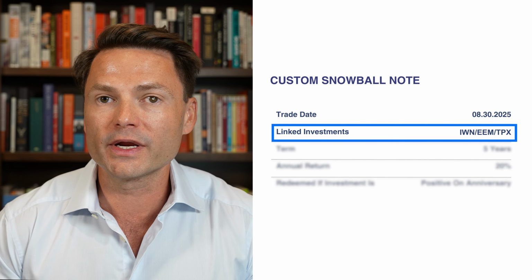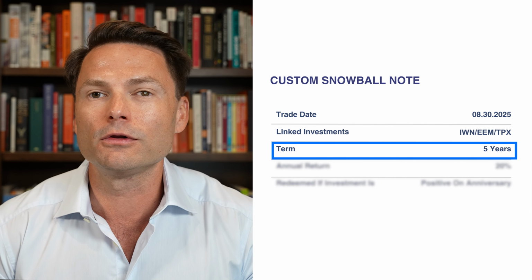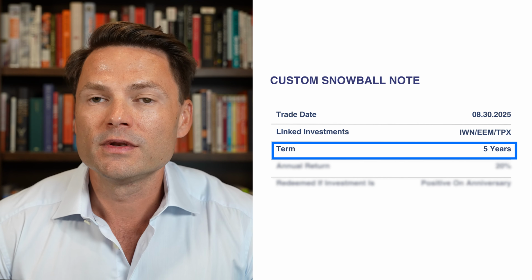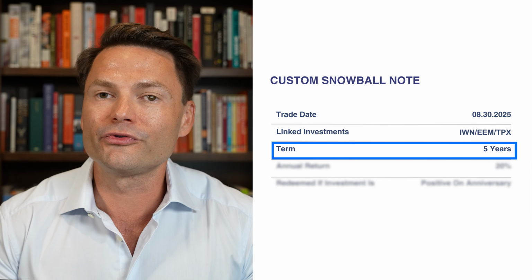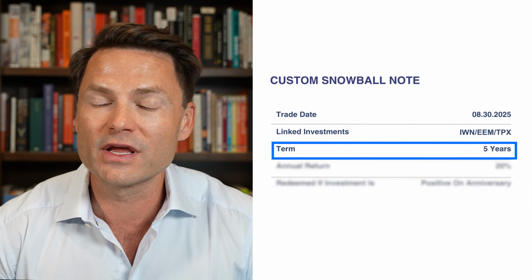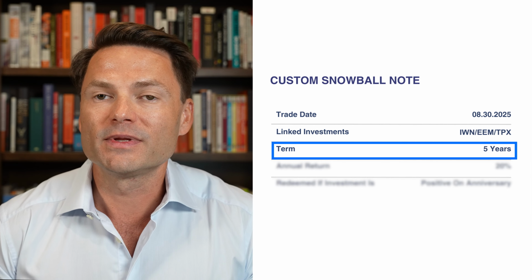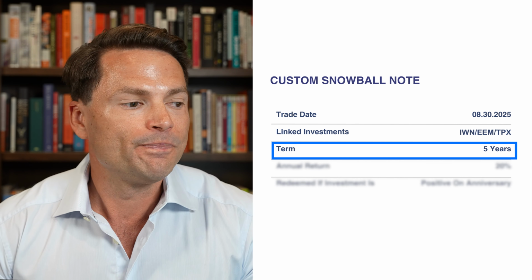So broad markets. Now let's go to the next line, which is how long is this going to last? This is a 5-year note. Now we'll talk about why these notes almost never actually last 5 years. They normally last 1 or 2 years, but we're going to come back to that. But that term is 5-year notes.